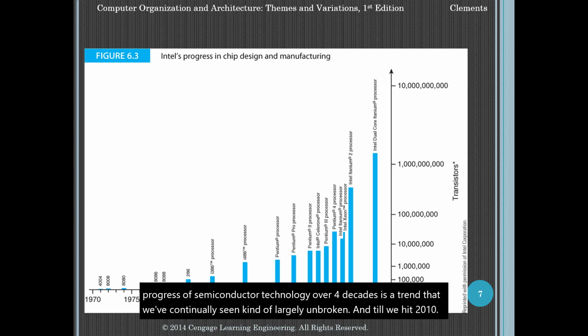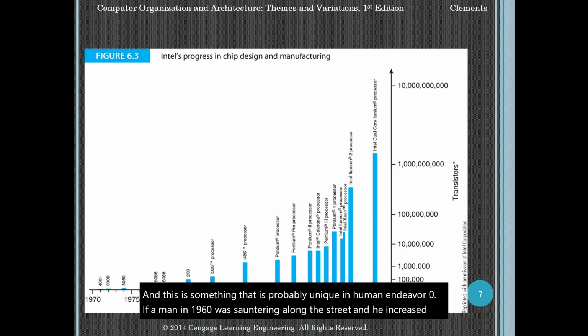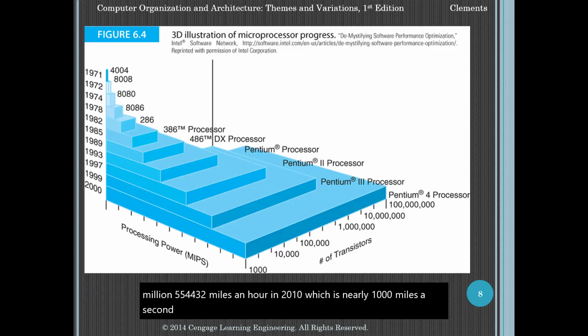And this is something that is probably unique in human endeavor. So if a man in 1960 was sauntering along the street and he increased his speed in accordance with Moore's law, he would now be moving at 33,554,432 miles an hour in 2010, which is nearly 1,000 miles a second. And so it is actually quite an interesting observation and feat that we've managed to continue this pace.